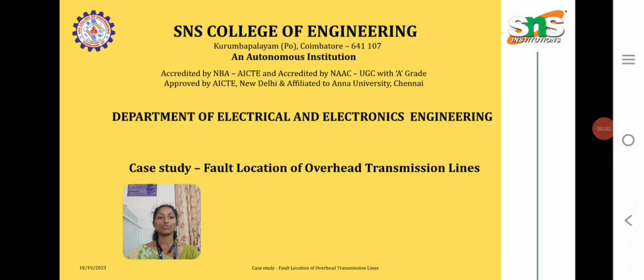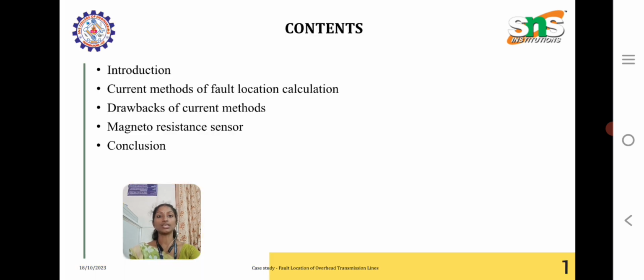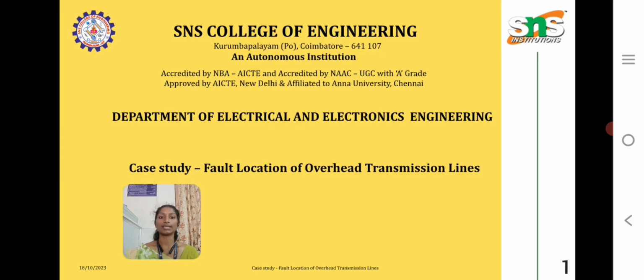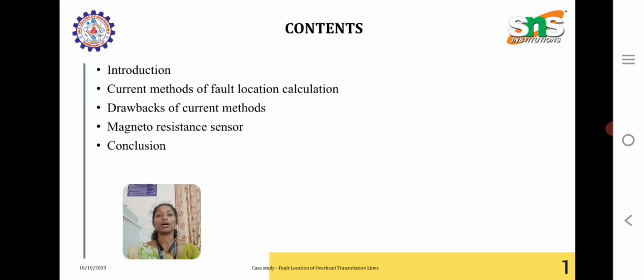Hello all. In this video, I am going to discuss a case study on fault location of overhead transmission lines. Generally we know there will be many faults occurring in the transmission line due to external disturbances and weather conditions. In this case study, I am going to discuss the introduction to the faults, the current methods of fault location calculation and their drawbacks, the next implemented method, that is the magnetoresistance sensor method, and then a conclusion.